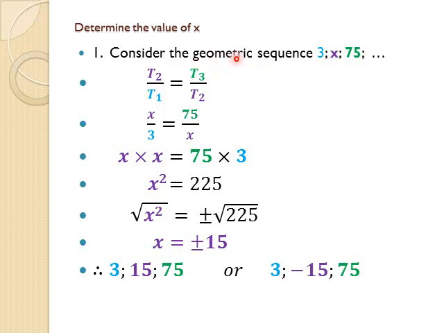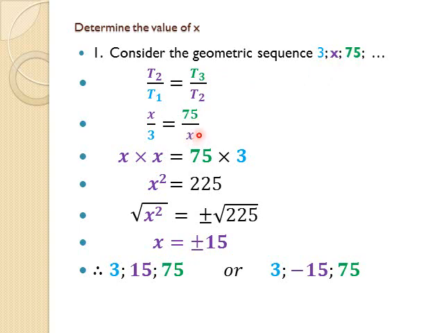They specify it's geometric. So for it to be a geometric sequence, I need to understand now that term 2 divided by term 1 must equal term 3 divided by term 2. So then I place: term 2 is x, so I place x. Term 1 is 3. Term 3 is 75. And term 2 is x.